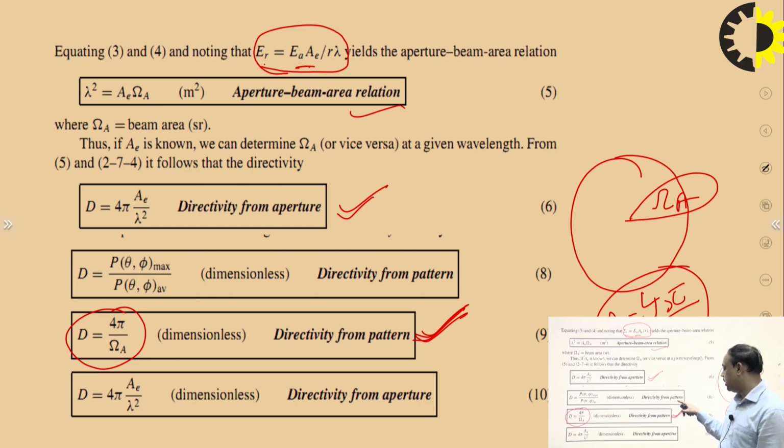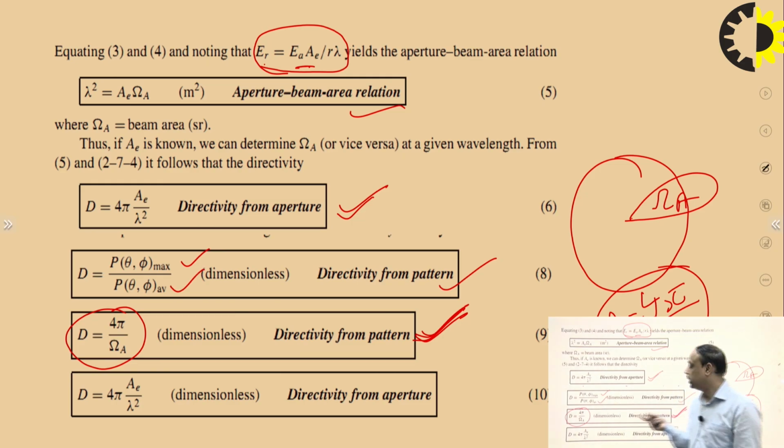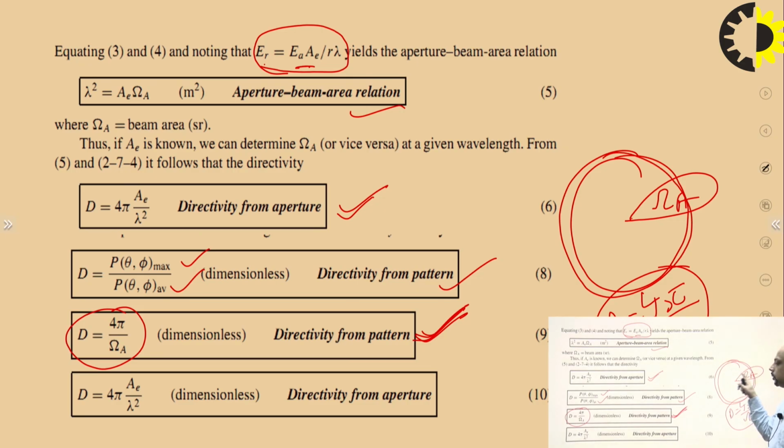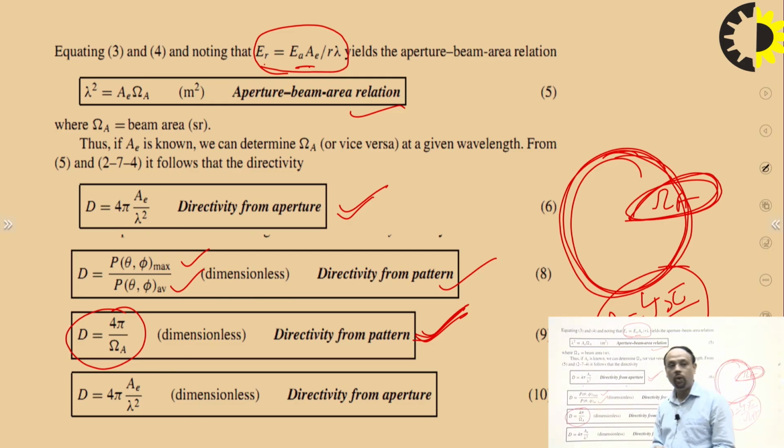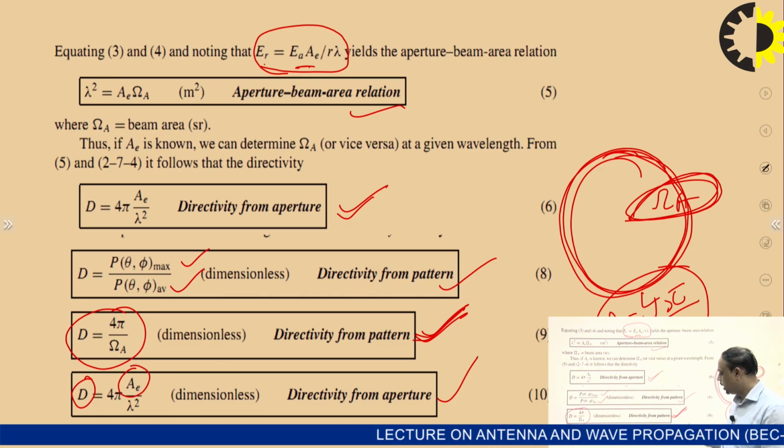Directivity can also be defined with the help of the maximum power divided by the average power, which is nothing but the same thing: the maximum power over this beam area divided by the average power over the complete sphere. This is again a dimensionless quantity because it is a ratio of powers. So the directivity pattern is the maximum power divided by average power, and the relation of directivity with the effective aperture of the antenna is D equal to 4 pi A by lambda square, as we can see over here.